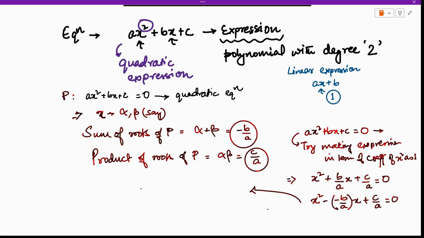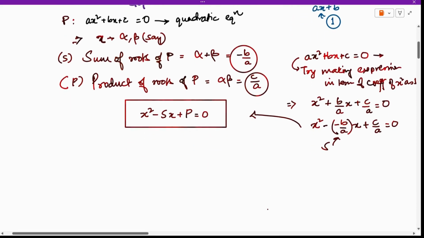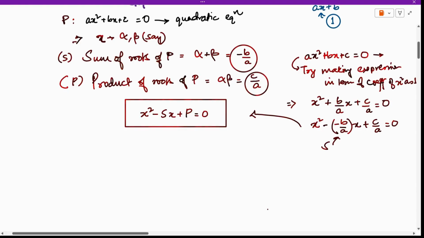So from here we can get that x square minus, since this is minus b by a, is basically sum of roots, that is s, right? Let's consider sum of roots as s and product of roots as p. Then x square minus sx plus p equals to 0. This is a very important expression which you can use directly to get the results. And all kind of manipulations are based on this formula. Okay, two things you have to remember: alpha plus beta and alpha beta.